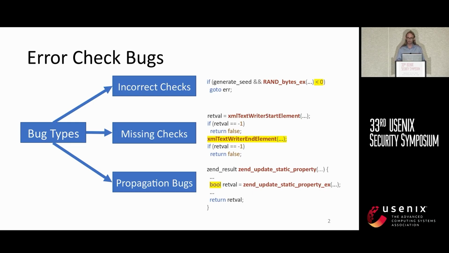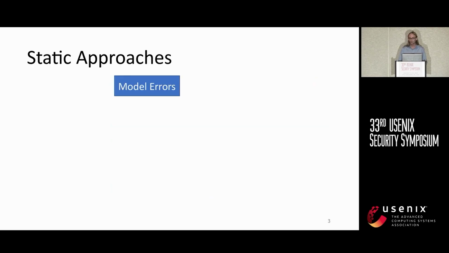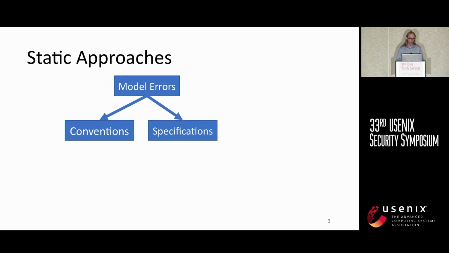To know how to detect these issues, we first need to know how to model errors. So I consider two broad categories in our work, either model errors by convention or by specification. Convention-based approaches use the fact that error handling code often uses null, EINVAL, goto error, those typical kind of keywords. Specifications, on the other hand, create a list of functions that can return errors and what the possible error return values for those functions are.